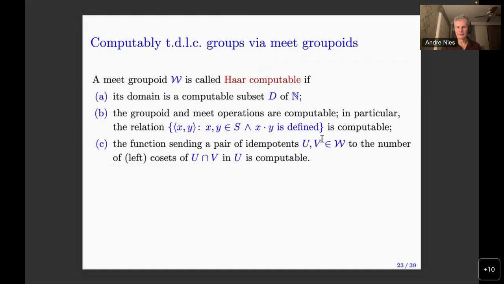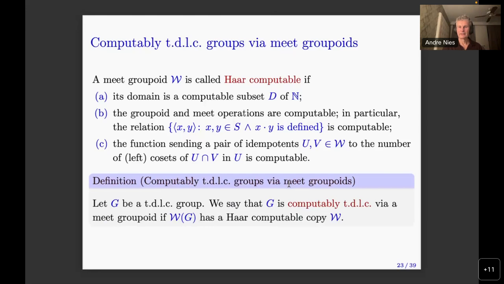So just like I defined before in the Maltsev-Rabin sense, I also want that if I take two idempotents, meaning subgroups, then the intersection, which has finite index in U in the interesting case, actually has computable index in U. So the number of left cosets of U intersect V in U is computable from U and V. U and V aren't really abstract objects, they are numbers. The structure is encoded or seen as having domain a subset of N. So those things have to be computable.